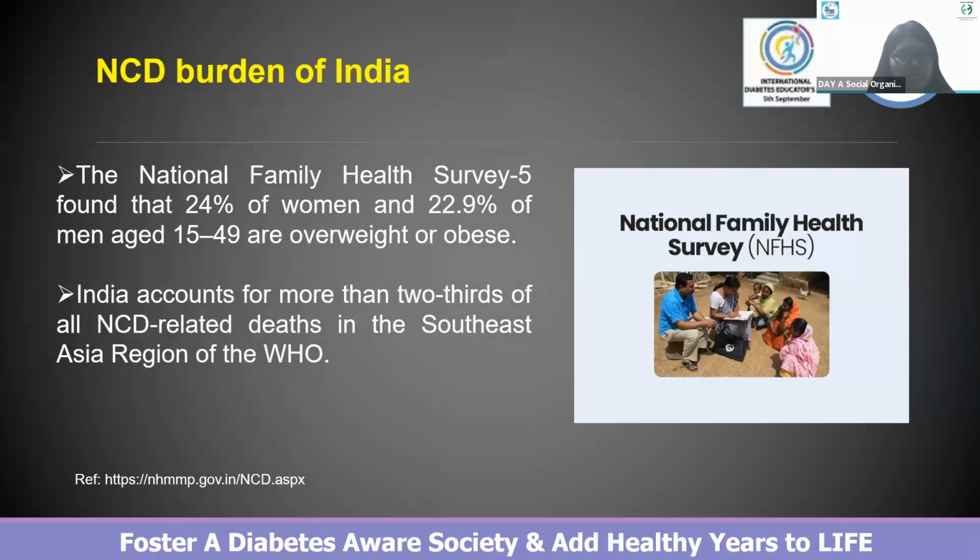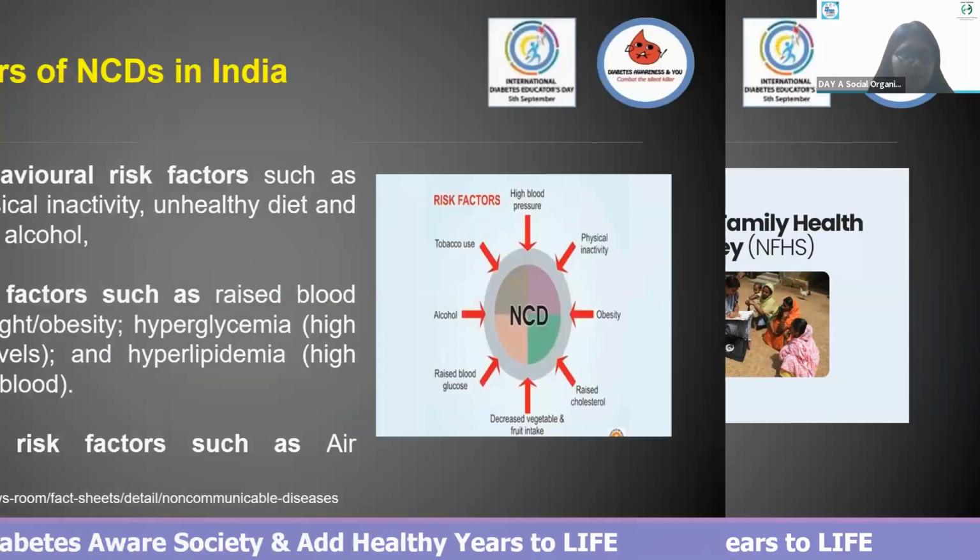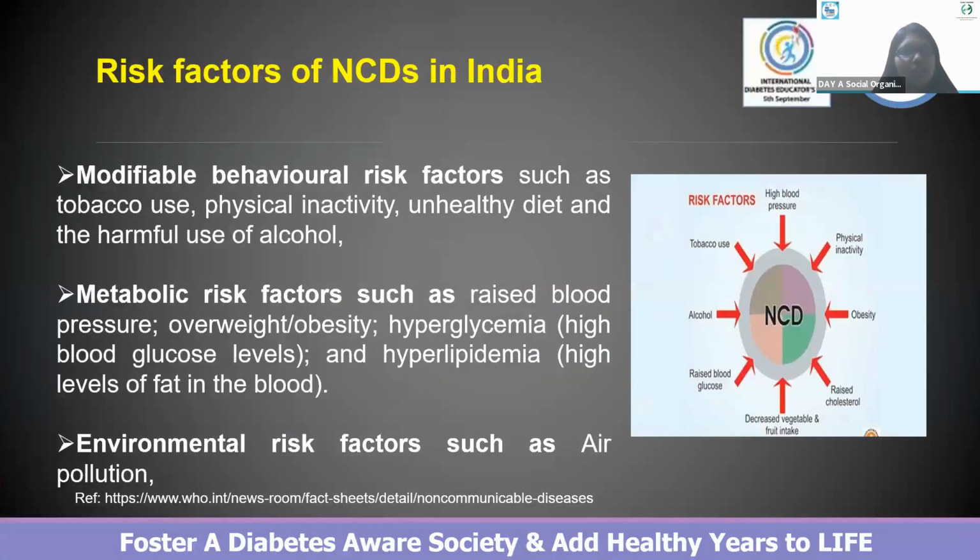The National Family Health Survey found that around 24% of women and 22.9% of men aged between 15 to 49 are overweight or obese. India accounts for more than two thirds of all NCD-related deaths in the Southeast Asia region. That data comes from the WHO. Next, please.